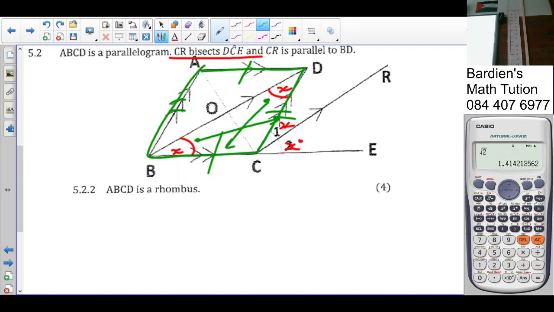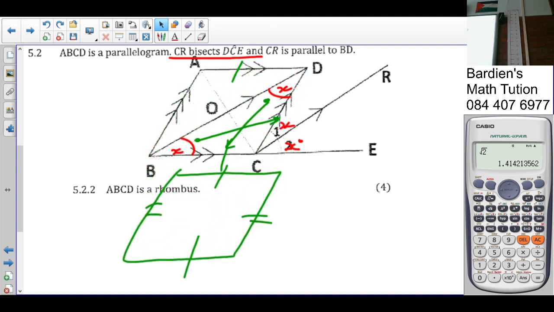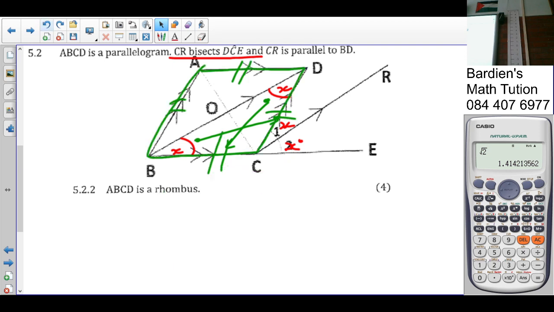Why? It's an isosceles triangle: sides opposite equal angles. So if this is equal, then all of these are going to be equal here. Let's put this back here quickly. As I was saying, since those sides are equal, opposite sides are equal, so all the sides will be equal here. Let me lay it out properly.